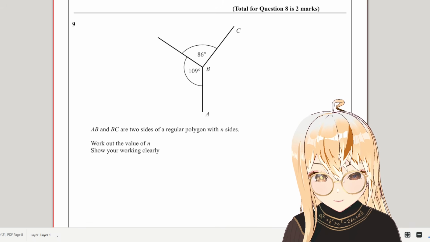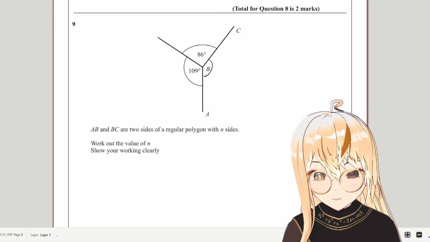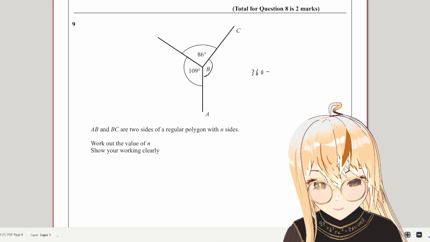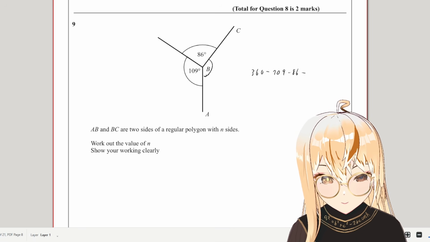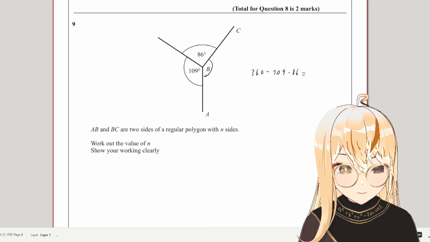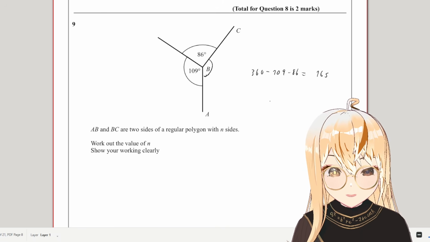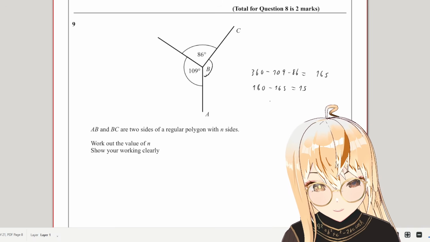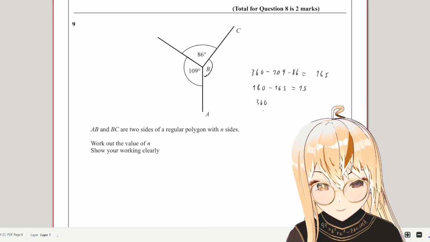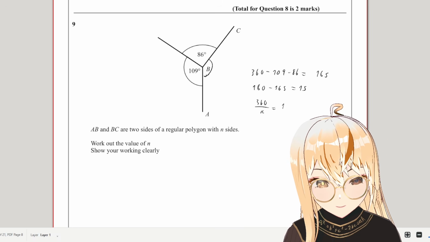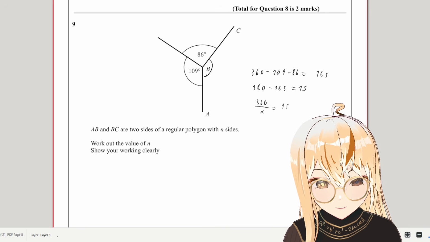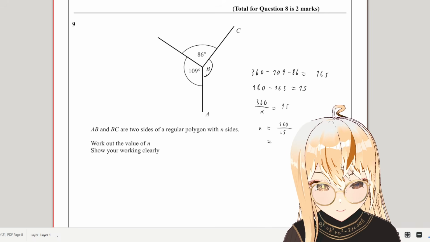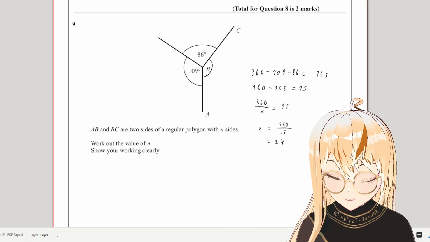So we can work out this angle here, which would be the internal angle of the regular polygon. And that would just be 360 minus those two, which would be 165. And then we could just find the external angle, which would be 15. And so since we know that 360 over n would equal the external angle, we can just figure out n by rearranging it for 360 over 15, which would be 24 sides.